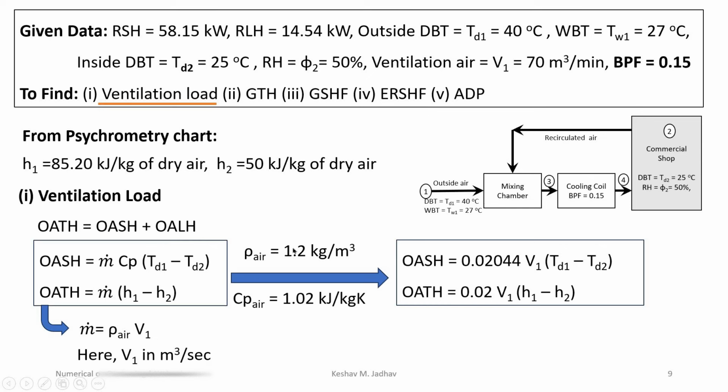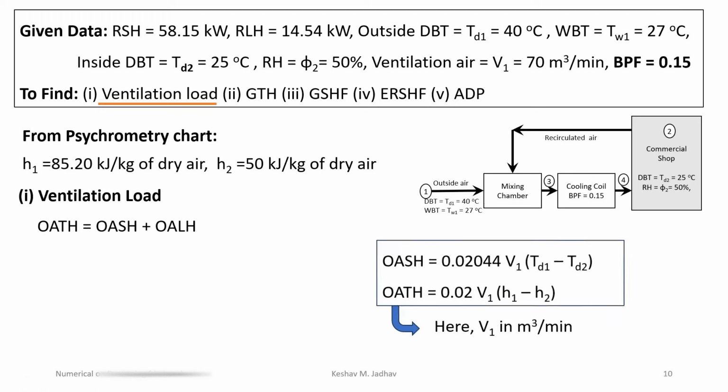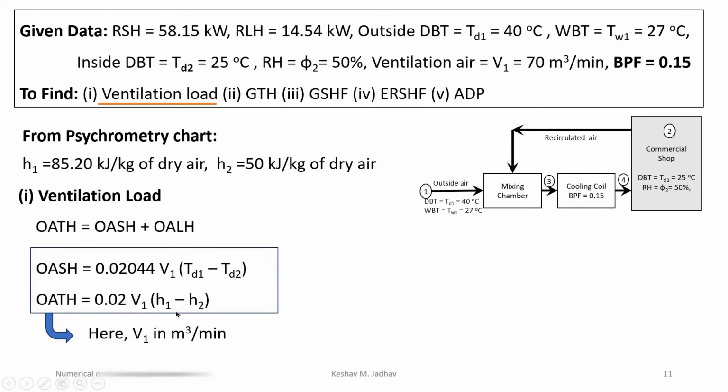But here, after putting values of density of air and specific heat of air, and doing unit conversion, instead of taking volume of air in meter cube per second, we can take it in meter cube per minute, because in most of the numericals it is given in meter cube per minute. So by doing that unit conversion, that is by multiplying with 60, we will get these formulas. We will be using these formulas to calculate outside air sensible heat and outside air total heat. Here V1 is in meter cube per minute. So by using this formula, we will put the values of V1, TD1, TD2, H1 and H2.